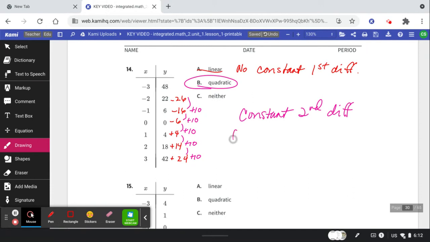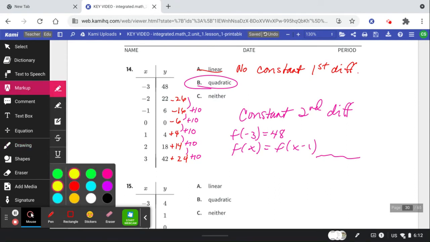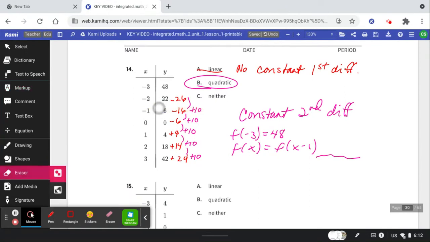Writing the recursive, f of negative 3 equals 48, f of x equals f of x minus 1. How do I get that linear rate of change? Pause the video, make sure you go over and try it. Pick a row, any row. Let's do the 0 row.